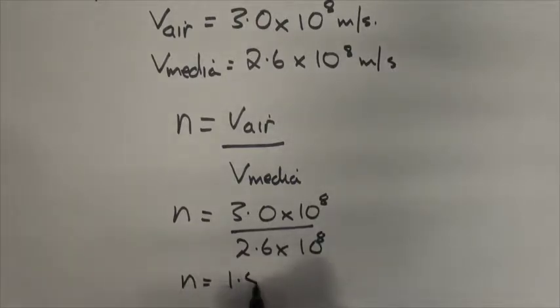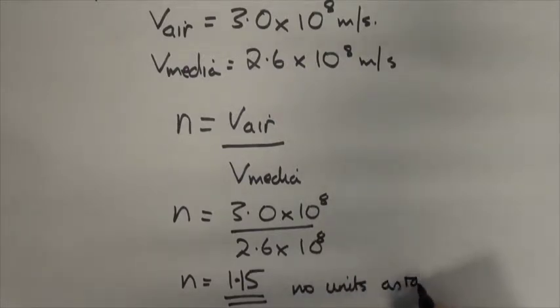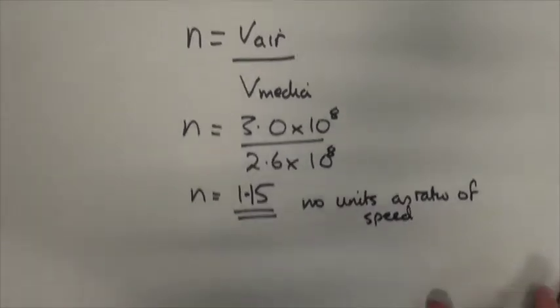Calculate that through and that will give me the refractive index, which is 1.15. Now there are no units in this case because basically refractive index is a ratio. So the units cancel out. Let's look at the second question then.